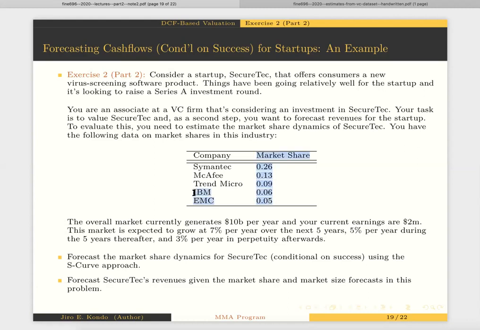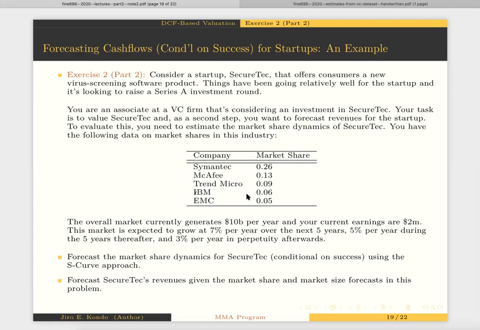So as a general rule of thumb, I wouldn't include IBM and EMC in my target market share because, as I said before, IBM and EMC are not particularly vested in this market. Their product that they sell in the virus screening market really represents just a very small segment of their business. They don't aggressively market those products. And so I would expect a startup that has all of its business in this industry to be more aggressive in trying to capture market share. And that might explain why the pure plays in the market have systematically higher market share than IBM and EMC.